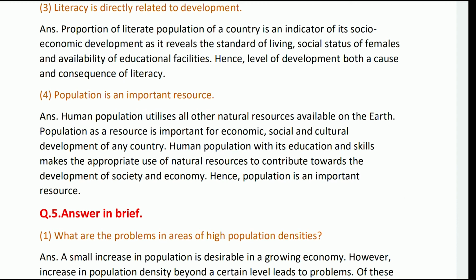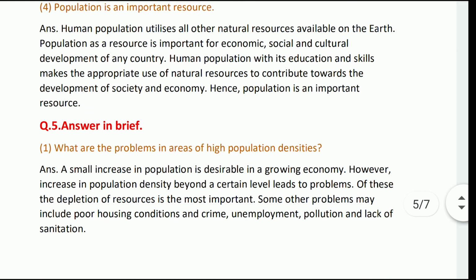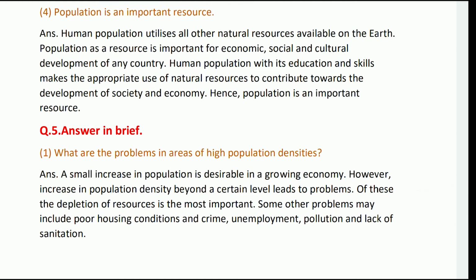Literacy is related to development. Answer: Population is an important resource. The human population utilizes all other natural resources available on the earth. Population, as a result, is important for the economy, society, culture and development of any country. Human population with education and skills makes the natural resources useful, to contribute towards the development of society and economy. Hence, population is an important resource.